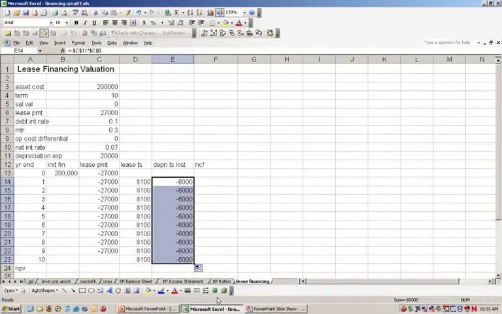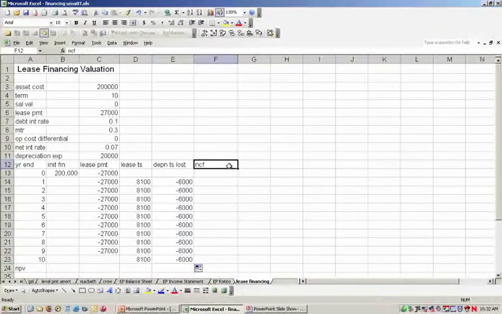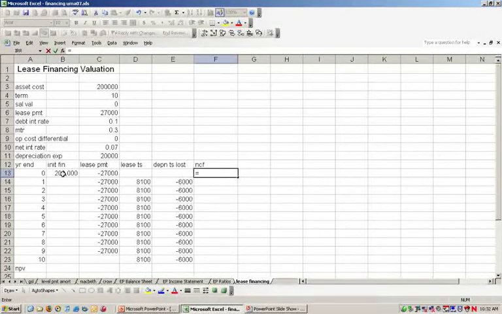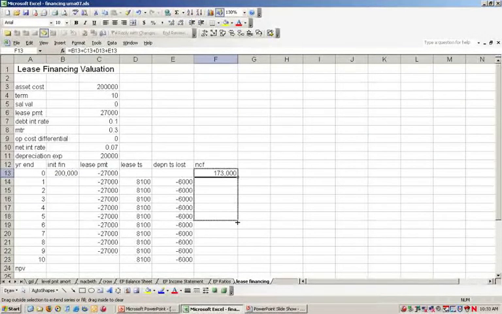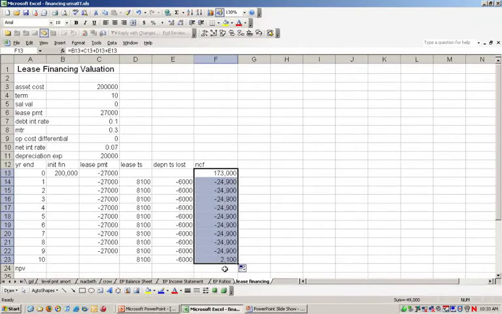We've accounted for all the components of the lease cash flow, and now we can calculate the net cash flow of the lease, or the lease cash flow, in each year. And that's going to be equal to the sum of the cash flows indicated in column B, C, D, and E. And we can just copy that formula down. So we have our net cash flow in each year for years 0 through 10 associated with leasing versus buying.